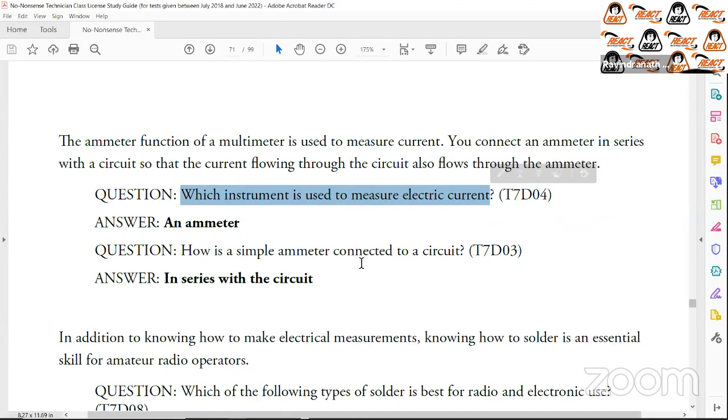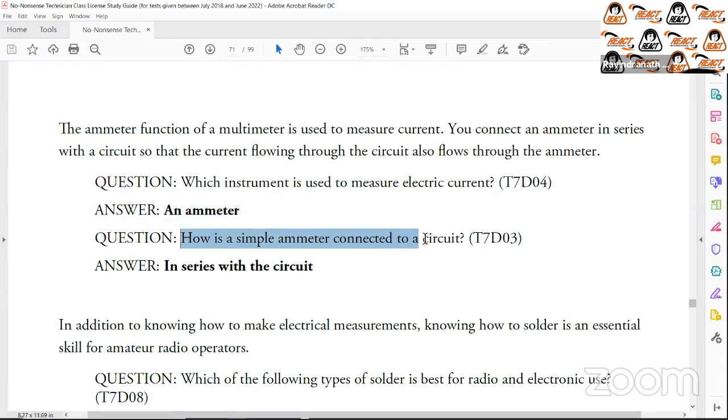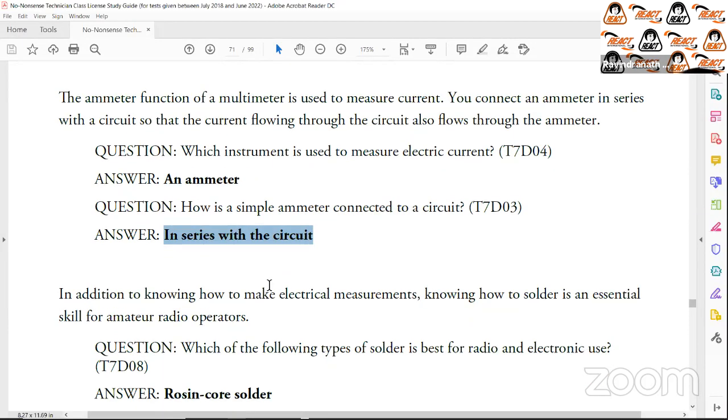What instrument is used to measure an electric current? The instrument is called an ammeter. And how is a simple ammeter connected to a circuit? Well, it's current that we are measuring, so it has to be in series with the circuit.